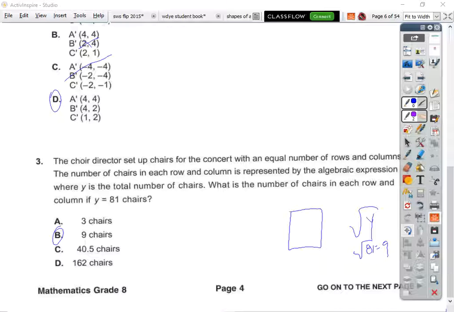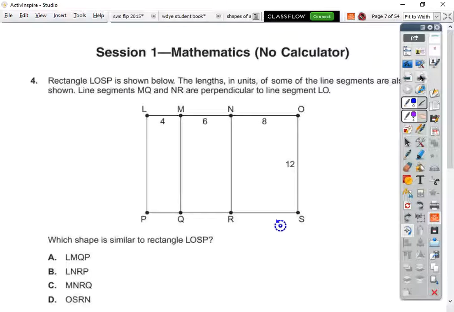All right. Next problem. Rectangle LOSP has the length shown with some line segments that are perpendicular. So that means they all meet at a 90-degree angle. Which shape is similar to rectangle LOSP?